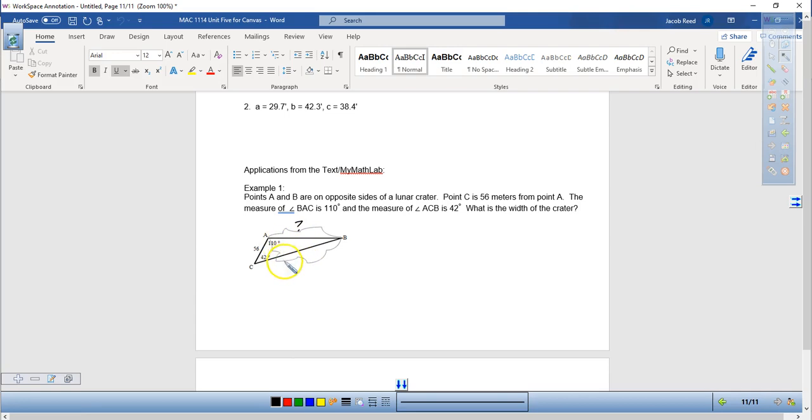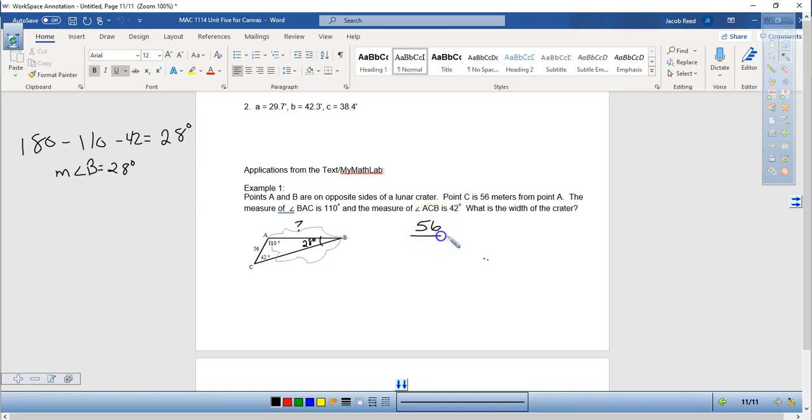Well, I don't have enough information really to start the problem, but I can have enough information if I find what angle B is, which I do: 180, subtract 110, subtract 42, and I get 28 degrees. So the measure of angle B is 28 degrees, right here. Now that I have this piece of information, I've got angle B and side B, and I have angle C and I need side C, which lets me use law of sines.